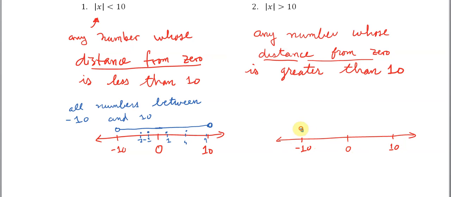Well, 10 is exactly 10 units away from 0, so that doesn't work. But you got to go out here, right? -11, -12, -13, and so on. So you have the arrows going this way. And same thing in this direction. All the numbers on the outside here are farther away than 10 from 0, from the origin.